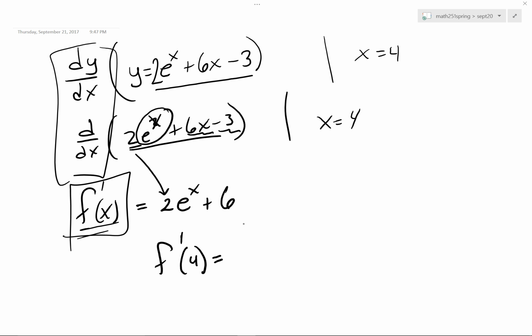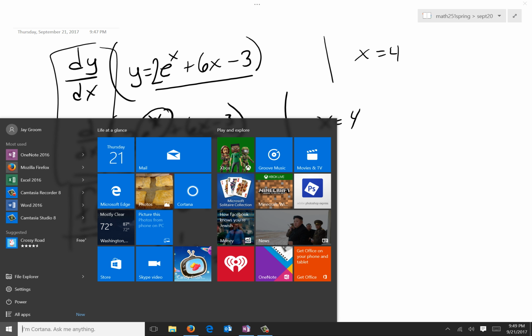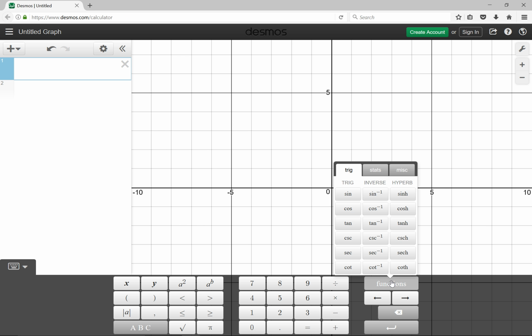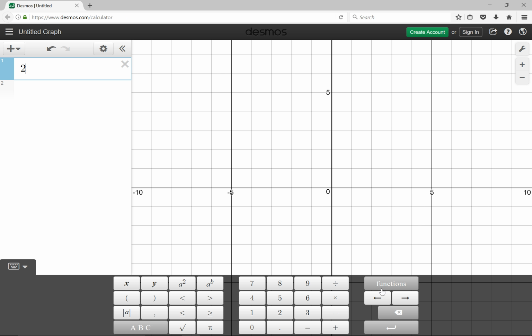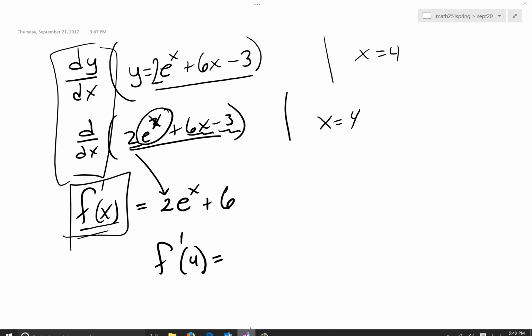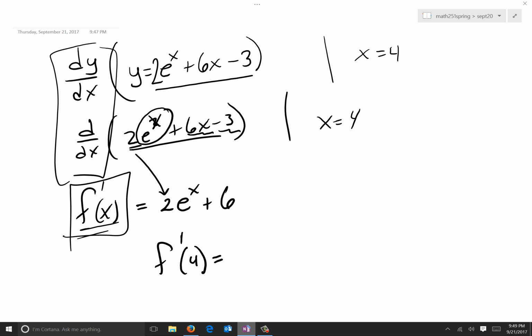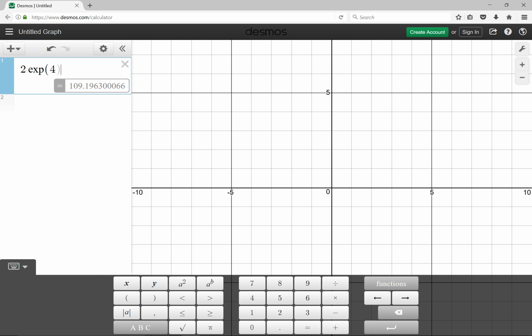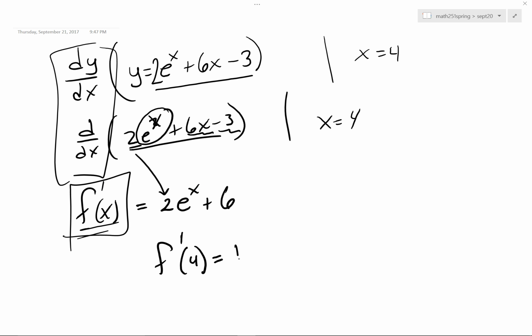Okay? And that's too much work for this late at night, so I'm just going to type it into my calculator. And I'm going to get 2e to the 4, right? And then what else was it? Plus 6, minus 6, plus 6, plus 6. Come back. So my answer is 115-ish. So my slope is 115. Does that shock me a lot?